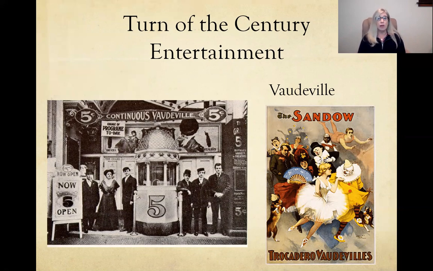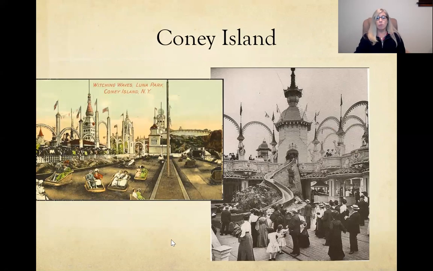Then you've also got the Nickelodeons, where you could go and watch a motion picture at the Nickelodeon, and it cost you a nickel to get in to see that. So these were different forms of entertainment, but probably the one that was most well loved, especially in New York City, was Coney Island, which was an amusement park that was affordable.